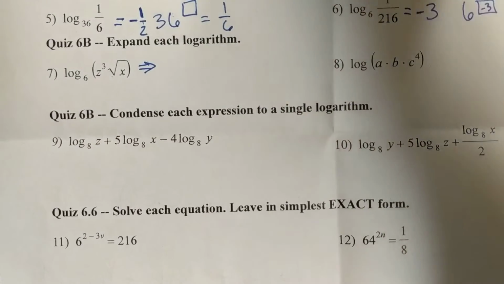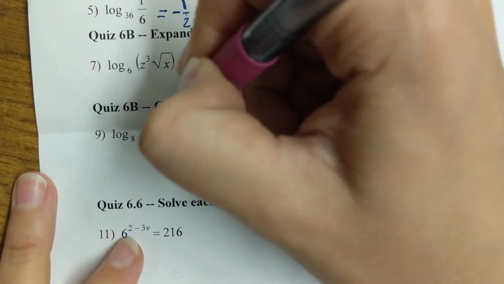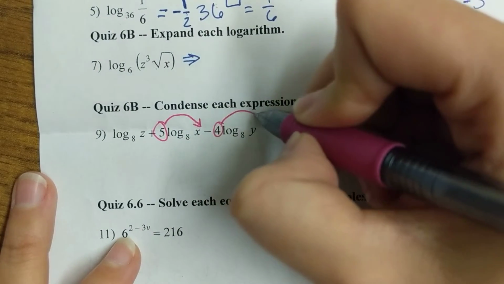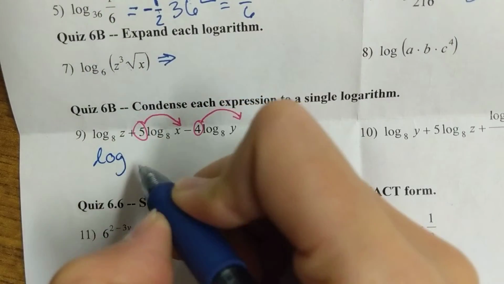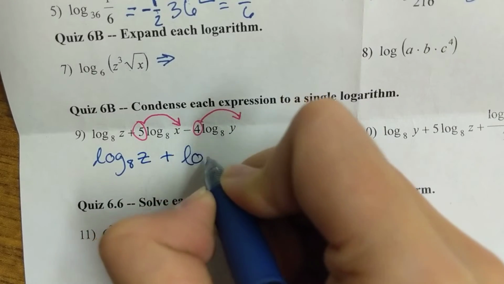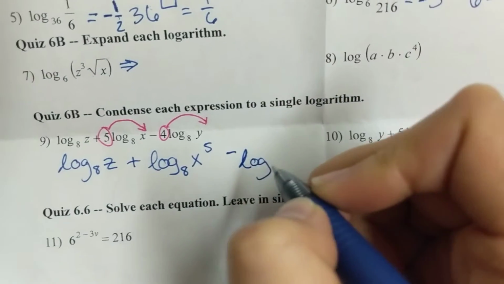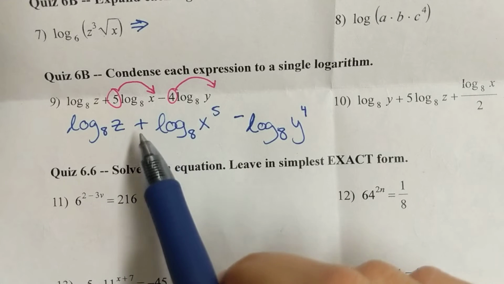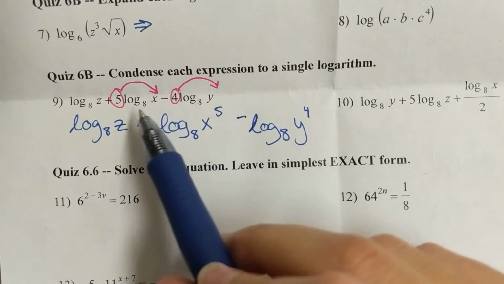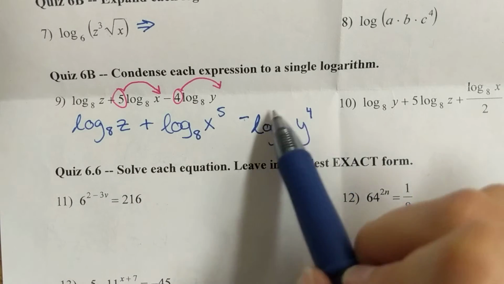All right, there's your final answer. Okay, now they want us to condense our logs. So first I'm going to bring all the powers back up. So any coefficients are now powers. So now I'm going to write this as log base 8 of z plus log base 8 of x to the power of 5 minus log base 8 of y to the 4th. In this next step, I'm going to change the plus to multiplication and the minus to division. So if you're adding, these two things will be in the numerator of your quotient, and then whatever comes after the minus will be in the denominator.